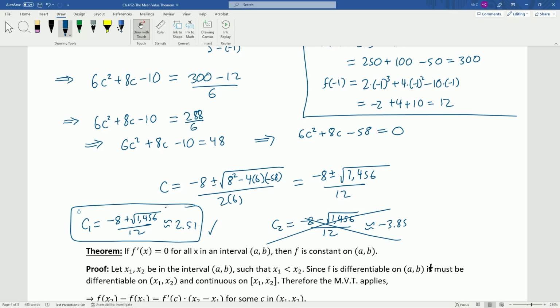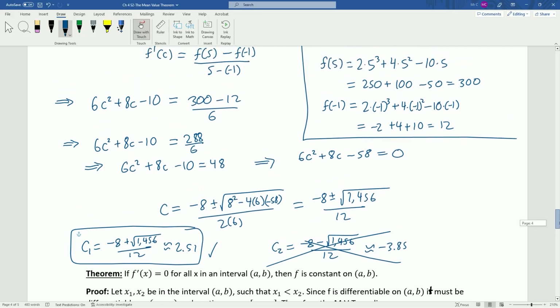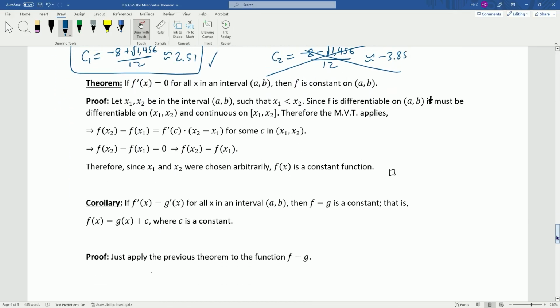Okay, so that's it for that one. Let's go ahead and move on to another quick theorem. If f prime of x equals 0 for all x in an interval from a to b, then f is a constant on the interval from a to b.